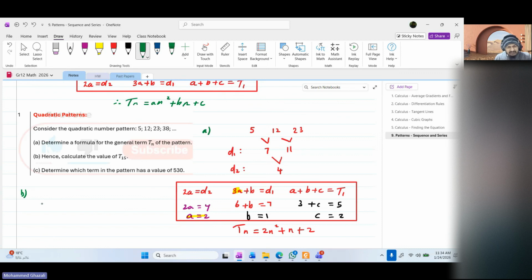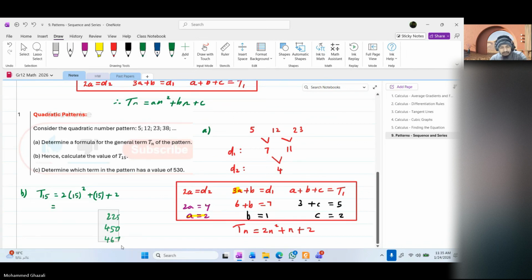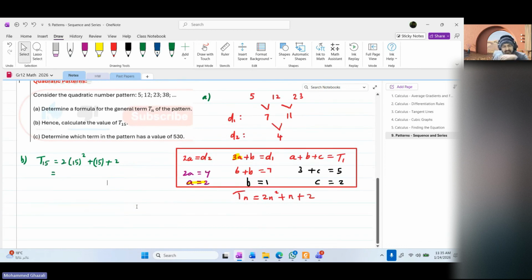Hence, calculate the value of term 15. What is term 15? Easy peasy, just direct substitution. Term 15 is 2 times 15 squared plus 15 plus 2, right? And please work this out on the calculator, someone, and give it to me. Kiara, work this out. What is 15 squared? 225. Multiplied by 2 is 450. And add 17. 467. Just check if you get the answer of 467.